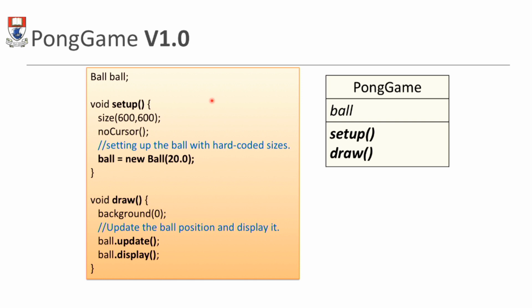Okay, let's take a look at our Pong game. We've got to create a ball object, so we declare ball. Then in our setup method, we set up the screen, in this case 600 by 600, turn off the cursor, and create a new instance of that ball object, initializing it to 20. Then in the draw method, we change the background to black, and then update the ball and update the display. And that's it.